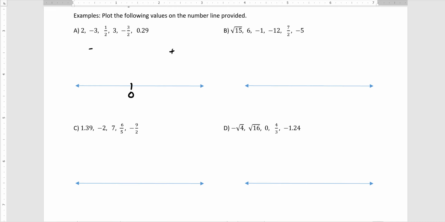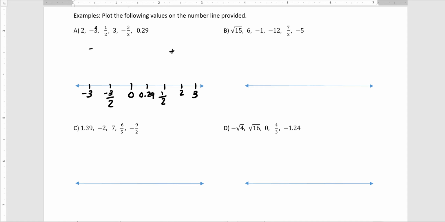So from there, I can say, all right, which of these numbers is the most negative? Well, negative 3 is the most negative. So it'll be the farthest on the left. Now, which of these is also negative? Negative 3/2. So it'll be on the left as well. Now, going to the right, which of these are the next highest positive value? It looks like it'll be 0.29, and then we'll have 1/2, and then we'll have 2, and then 3. And just like that, we can place all of these values.